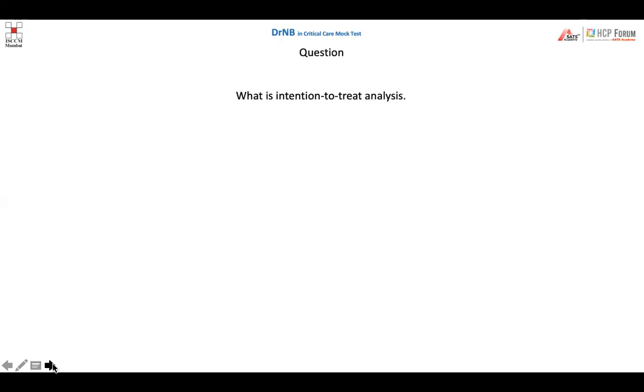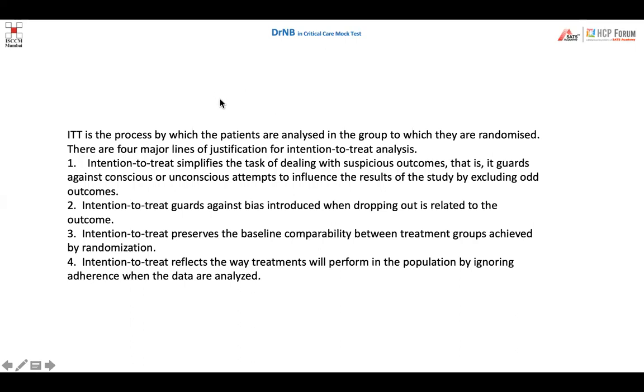What is intention to treat analysis? Intention to treat analysis means that all the patients who were taken into the study, who were randomized, will be analyzed at the end, whether they remained part of the study or whether they left the study. So it simplifies the task of dealing with suspicious outcomes. That is, if there are any conscious or unconscious attempts to influence the results, it guards against bias about dropping out.